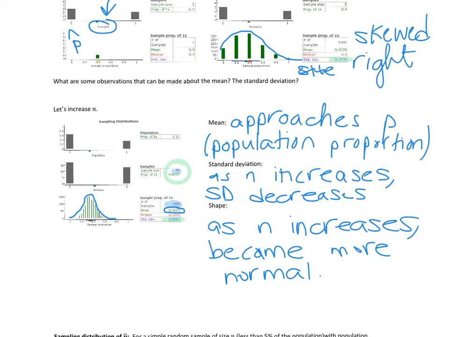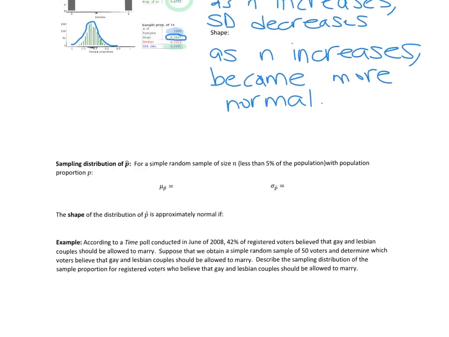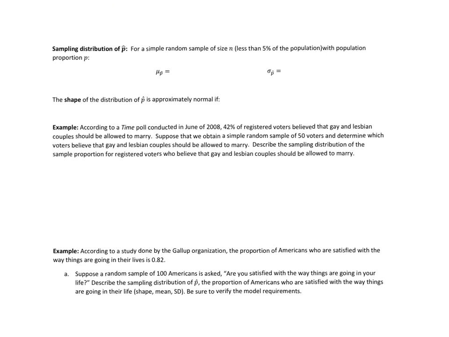Right, so let's look at the theory and our formulas for this. So using this as an example, it turns out that the sampling distribution of p hat has some qualifications. We want to have a simple random sample, SRS. We need to have independence in our sampling, so that's when n is less than 0.05 of the population. And if that's the case, then we have population proportion p.